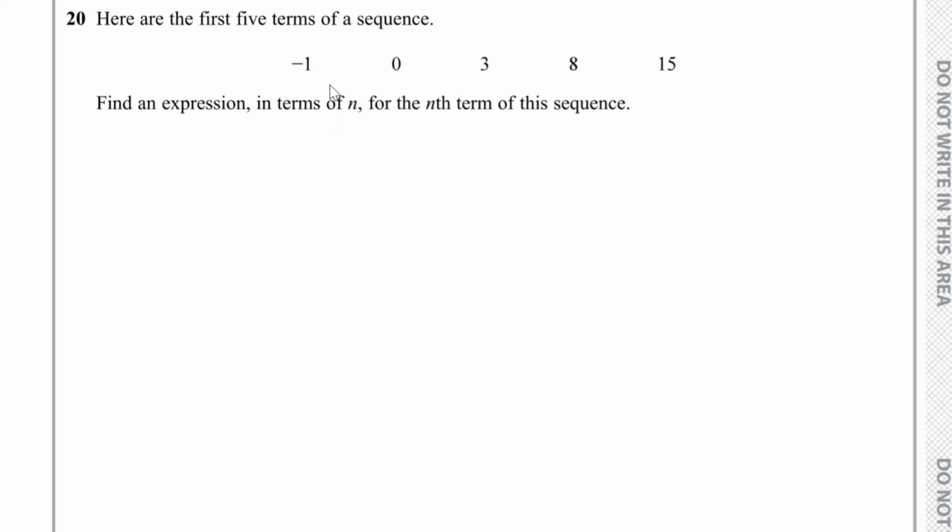First thing we can do is find the difference between each of these terms. The difference between minus 1 and 0 is 1. The difference between 0 and 3 is 3. The difference between 3 and 8 is 5. And the difference between 8 and 15, what is it? 8. No, it's not, it's 7.